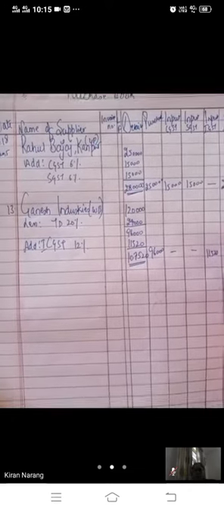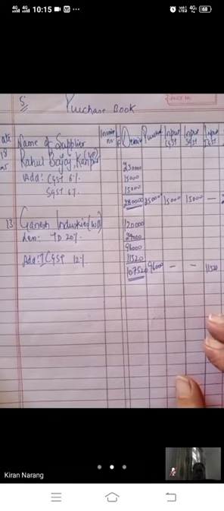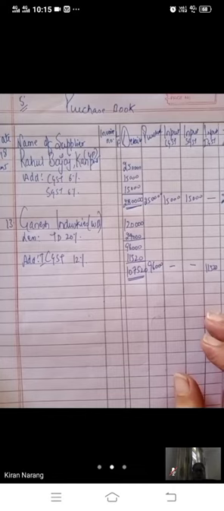Now have a look at another date. The next date is 18th. You have purchased furniture for the office. This is not goods. We just have to record the goods. This is the entry of an asset, so we will not record it here.